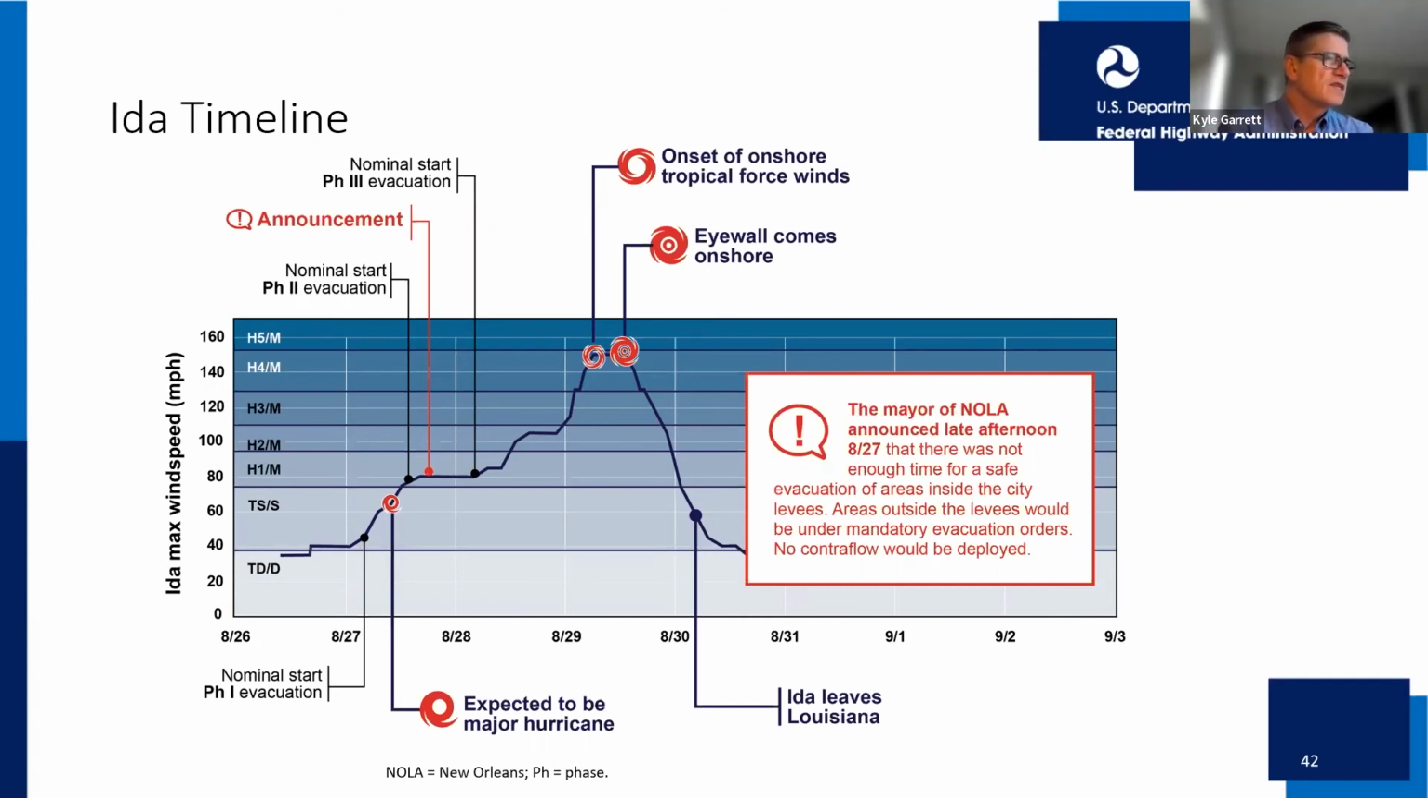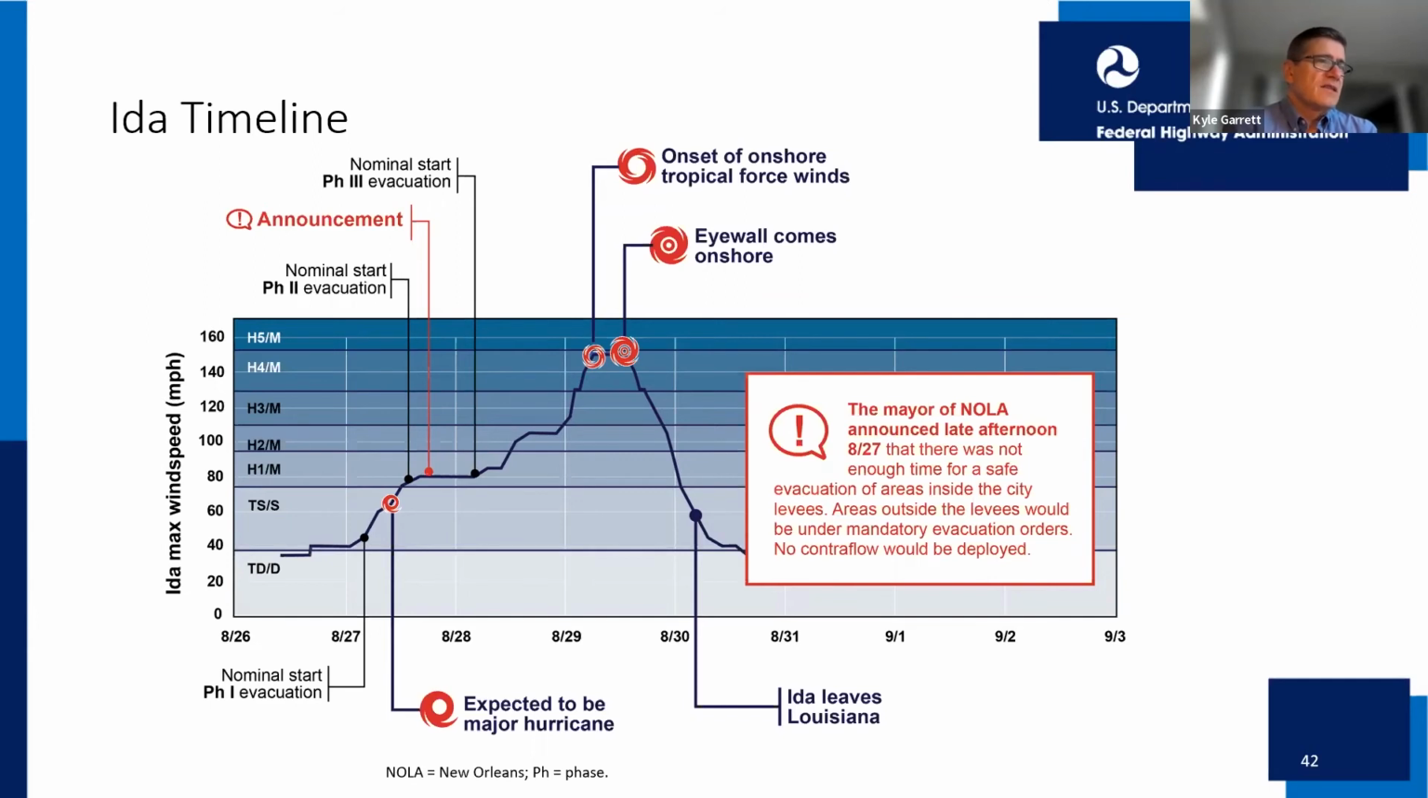So between the time that this was simply a tropical depression to the time that it was declared expected to be a major hurricane was just not very long. That occurred on, what was it, about 10 in the morning, I think, on the 27th of August. Only after that, of course, can you make a decision as to what to do about it. And the local policies and procedures were such that there was an announcement from the mayor of New Orleans that afternoon that there simply wasn't enough time for a safe evacuation.